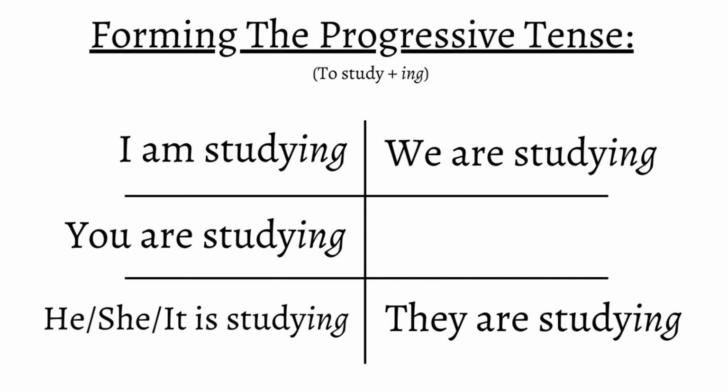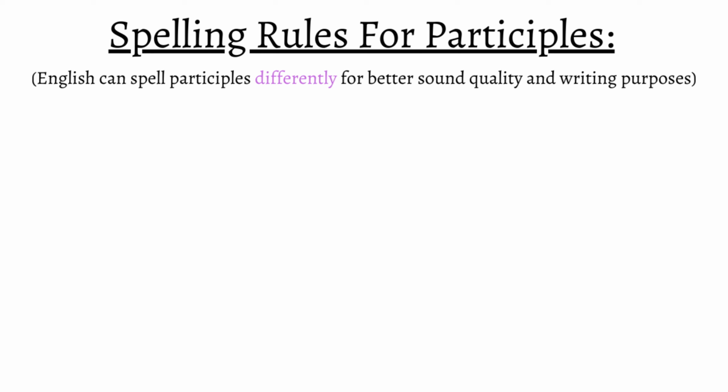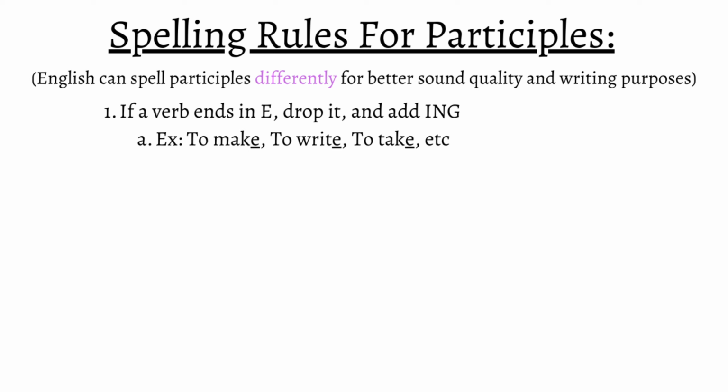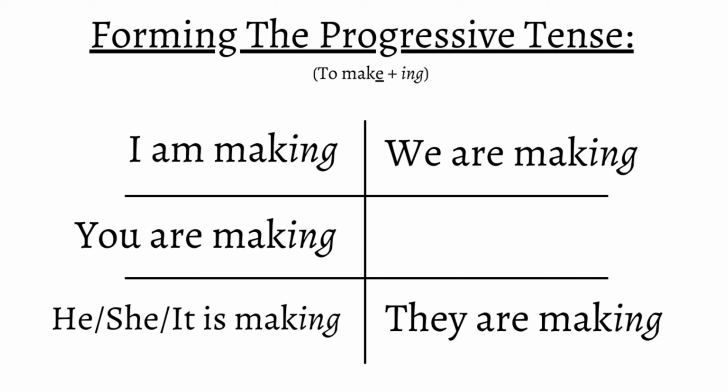So far, so simple. Despite having the simple letters ing in every participle, English can spell participles differently for better sound quality and writing purposes. If a verb ends in e, we drop it and then add ing, like in the verb to make. I am making. You are making. He, she, it is making. We are making, and they are making.